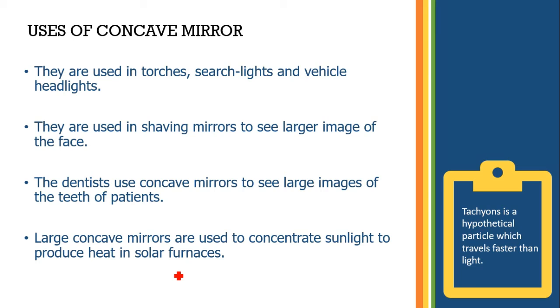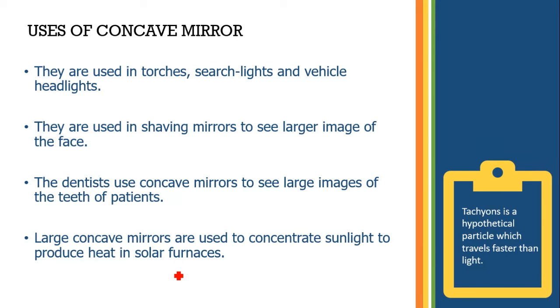Dentists use concave mirrors to see larger images of the teeth of patients. So you have seen that the dentist looks through the concave mirror, or we can say a spherical mirror, into your mouth so that they can see larger images of teeth and they can find problems in your teeth very easily. One example that is not given in this list is the watch repairers. The watch repairers have to see small things, so they fit one concave mirror in their eyes so that they can see small parts of the watch in a large size.